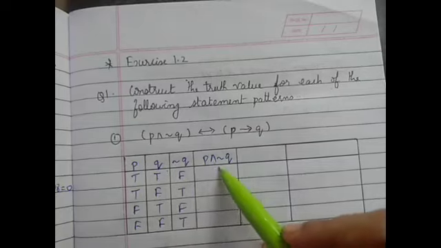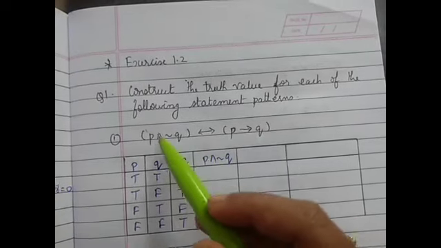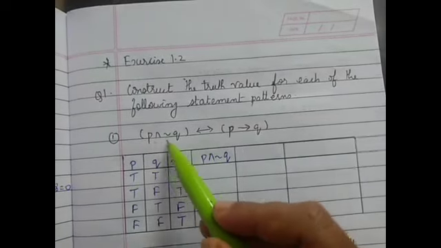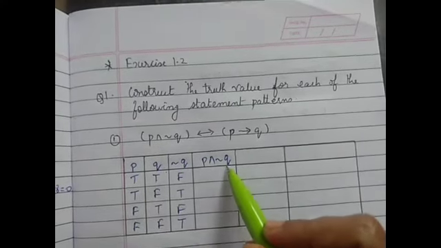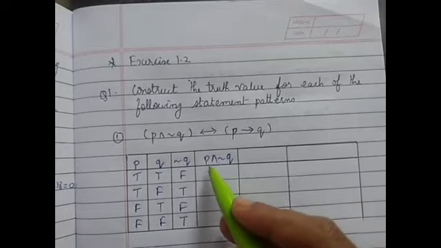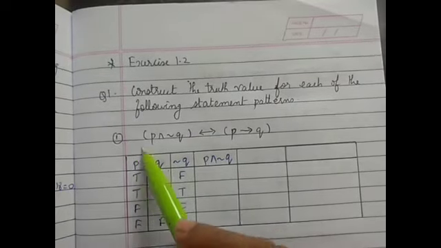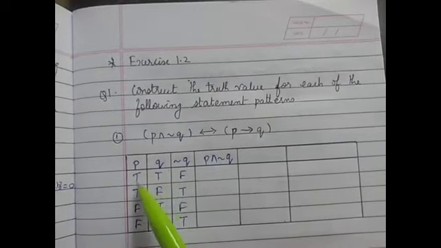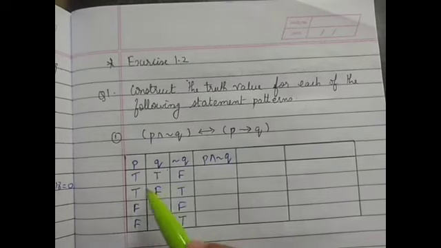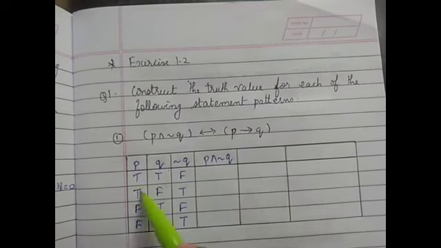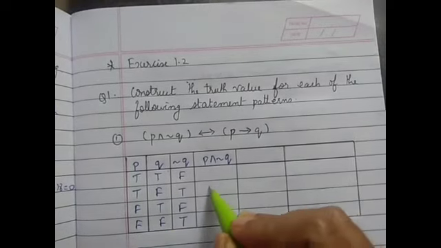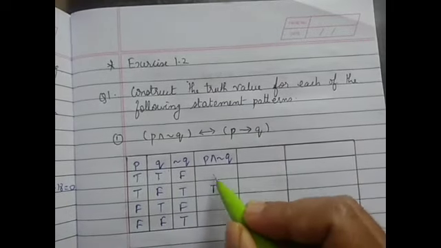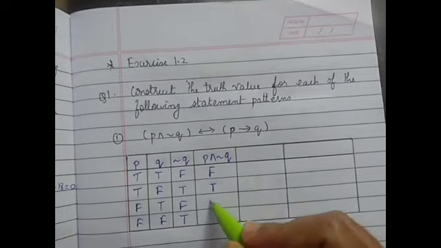Now next entry, what we'll write here? We have to solve the bracket. Here in the first bracket we have P and negation Q. So I have written here P and negation Q. So we'll see first column and third column. In first column and third column we'll see where it is TT. So in second entry it is TT. So we'll write T, remaining are false.